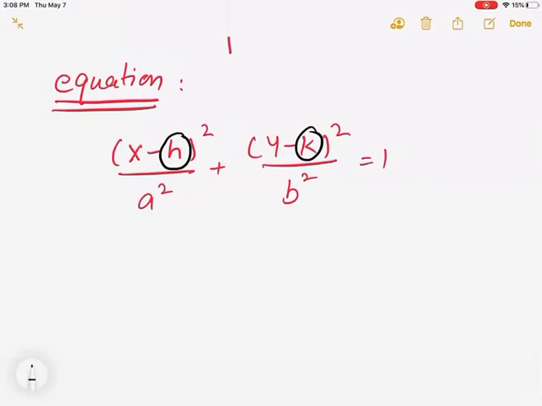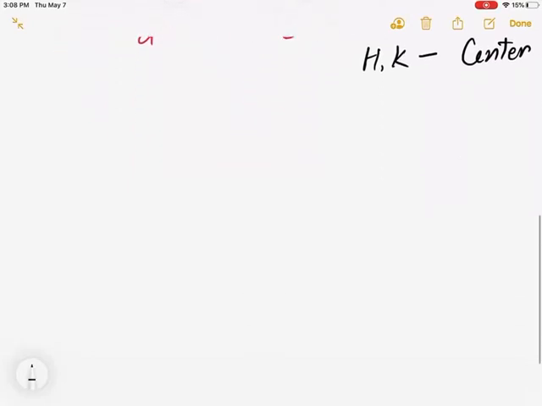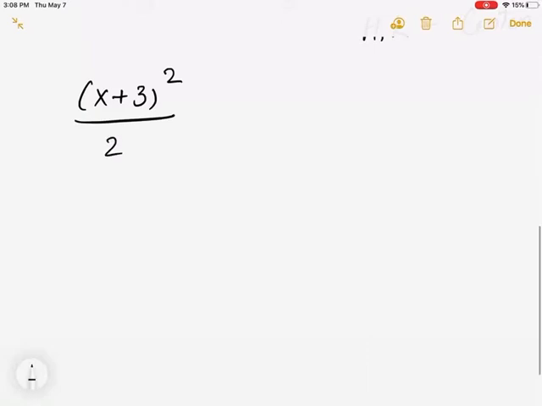Again, I repeat, this h and k is nothing else than just the center point. I would just call it the center point, even though it's not exactly the center point, but it's still the intersection of those two axes. How do we deal with this? Let me show you the first example. Let's say I have (x plus 3) squared over 25, plus (y plus 2) squared over 4, equal to 1.